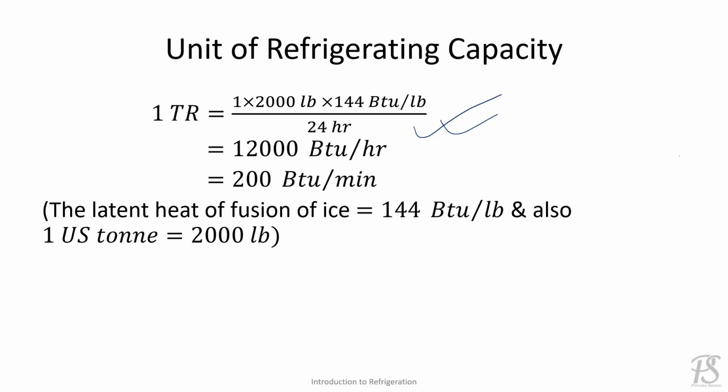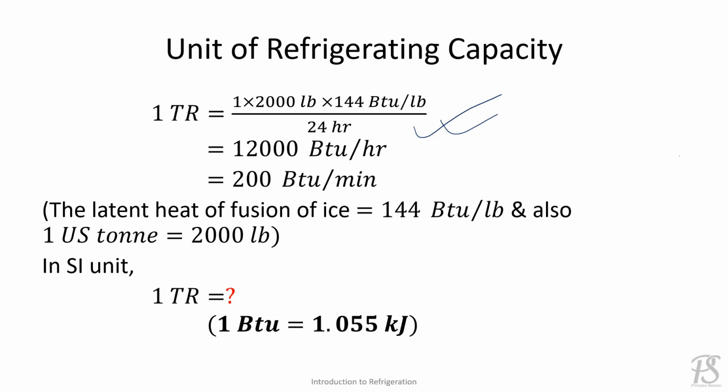Nowadays, the most commonly used unit in many countries is the SI unit. 1 ton of refrigeration in SI units can be calculated as, 1 BTU is equal to 1.055 kilojoule. So 1 ton in SI units comes out to be 3.5167 kilowatt.